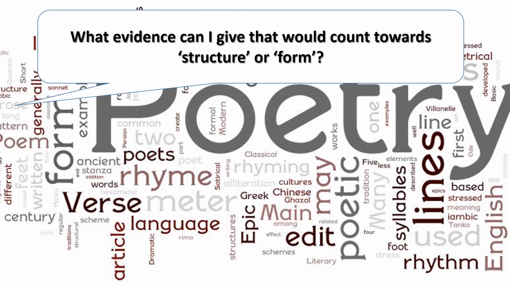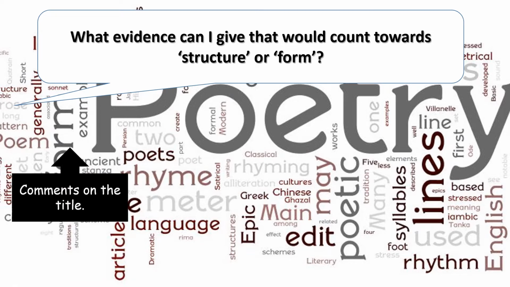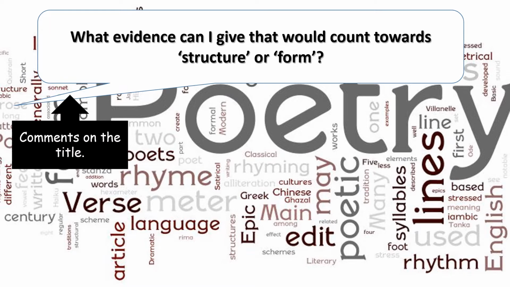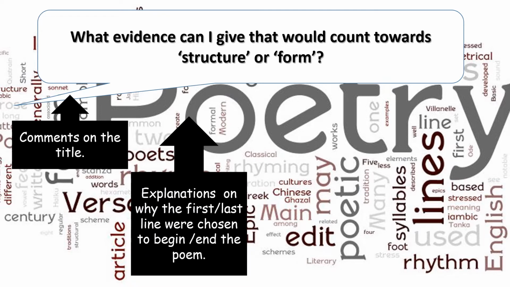So what evidence could you give that would count towards structure or form? Well, you could comment on the title of the poem, why it was chosen, why this title links to its overall meaning. You could explain why the first or last line were chosen to begin and end the poem. How do these make clear the message of the poem, perhaps, or what the poem is going to be about?